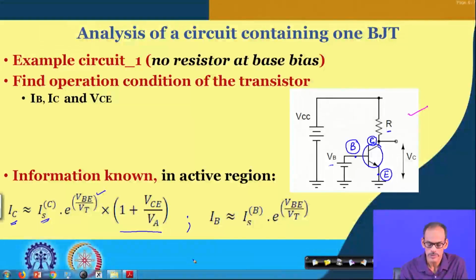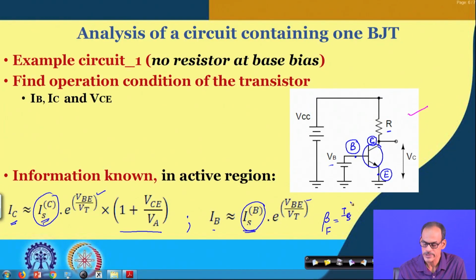Also, if the device is in the active region, the base current again has an exponential dependency. Of course, here also we have a reverse saturation current, but this parameter and that parameter are different. The ratio of these two parameters is basically the current gain in the forward direction, which we have discussed already. So, this is IS of the collector divided by IS of the base. This is the information available to us, and we expect the device to be retained in the active region of operation, only then is this equation valid.